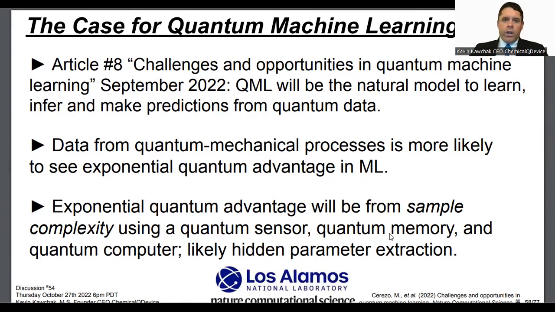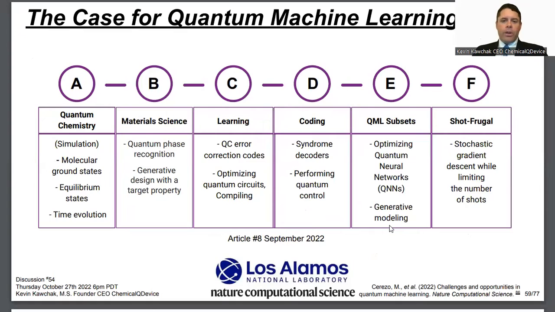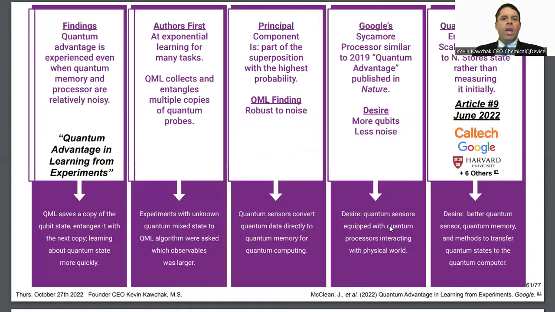And this one is from that same paper, the Lannel paper, saying many signs are pointing to QML for a lot of this. They say quantum chemistry, material science, learning, coding, QML subsets, and so on. This is based on the Google quantum supremacy paper from October 2019, Sycamore, a 53 qubit gate-based superconducting qubit paper, quantum supremacy, quantum advantage. Well, it's taken some hits since then.